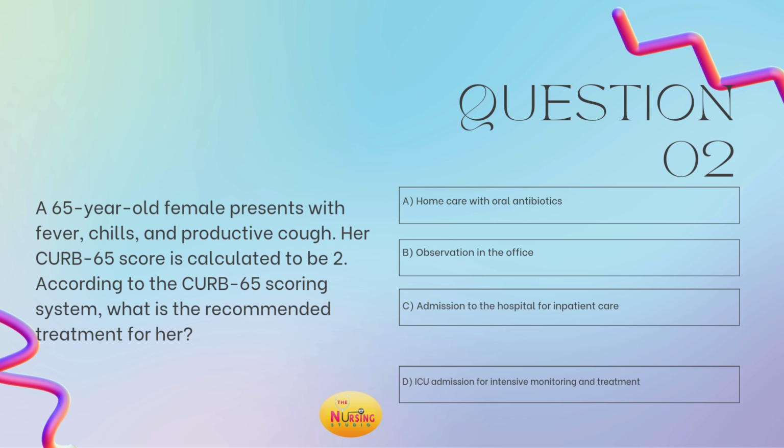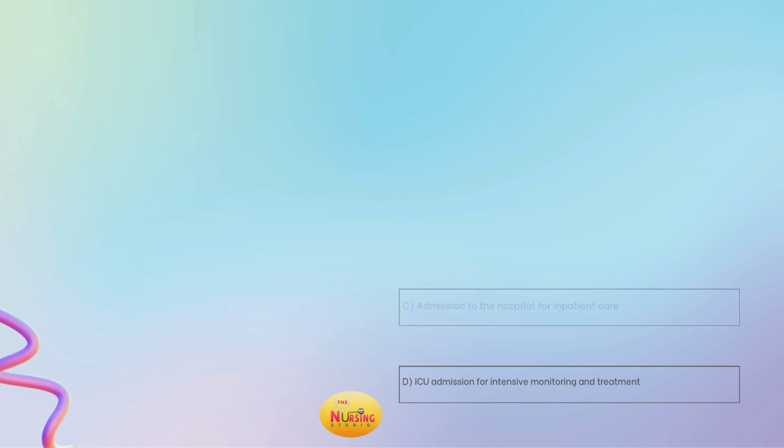Remember, with a CURB 65 score, if they have a score of 2 or greater, they need to be admitted to the hospital. As the score increases, the intensity of treatment in the hospital increases, meaning if it's 3, then you want to have them in the ICU. You know what I mean? So 2 or greater, you need to admit, and anything greater than 2 just intensifies the level of care. I guess that's the better way for me to say that. All right, so C is your best answer: admission to the hospital for inpatient care.